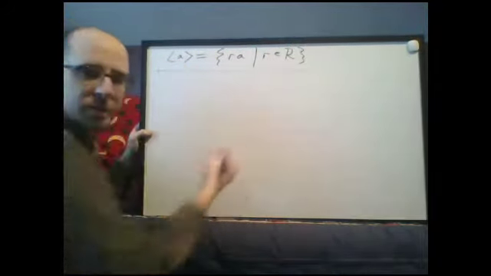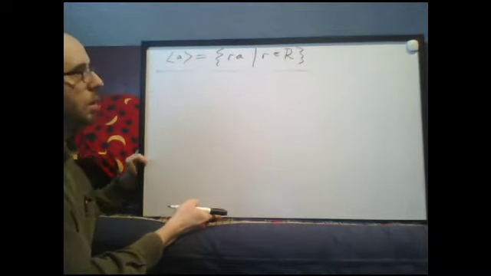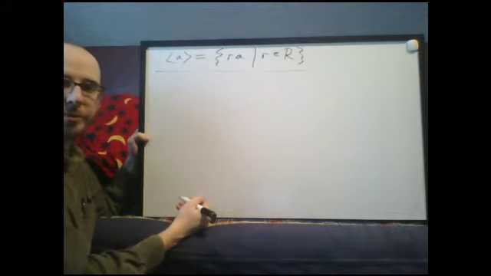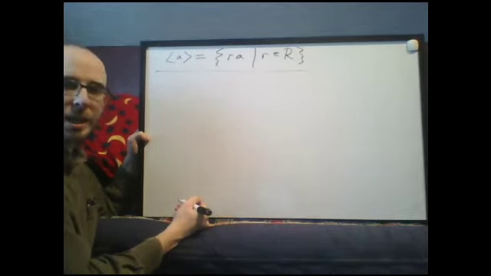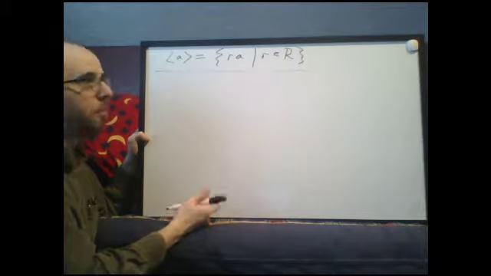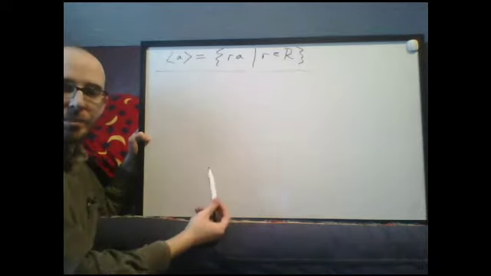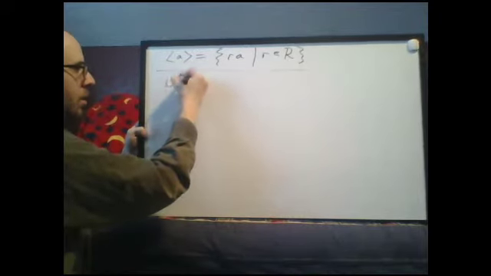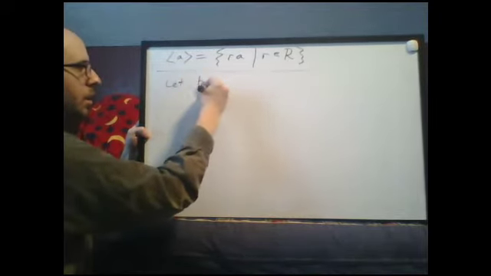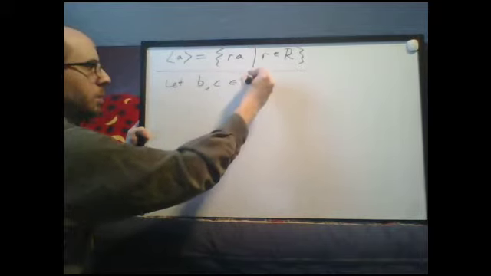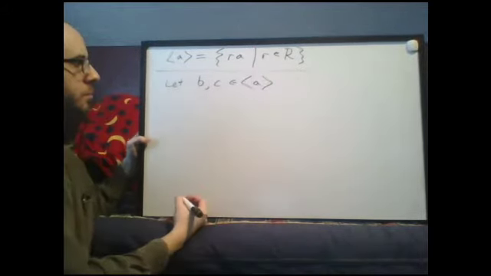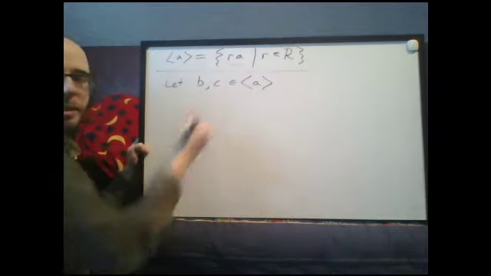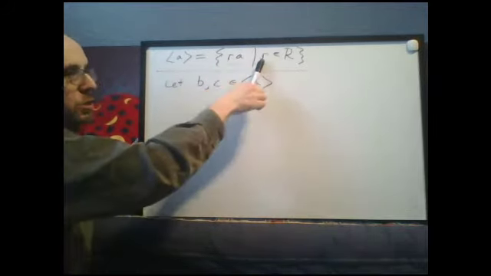Okay, so I want to prove this is an ideal. So first, subtraction. I need to take 2 elements of this thing. Unfortunately, I can't use A for one of them because I'm using A as my fixed element that's generating this thing. So let's use B and C. Let B and C be elements of this. Since they're elements of this, that means they can be written in this form for specific choices of R.